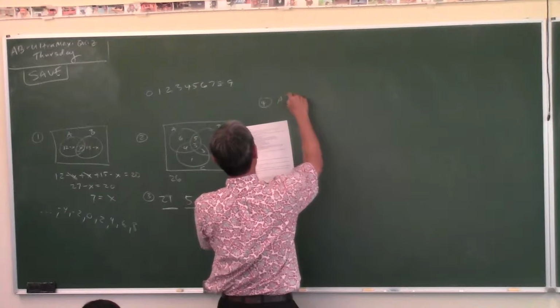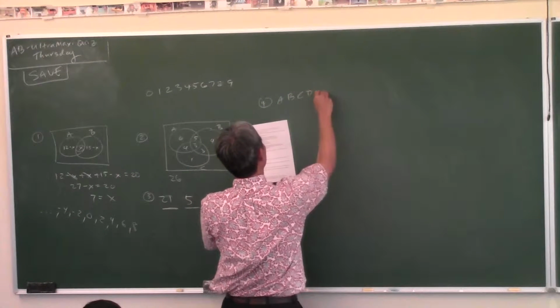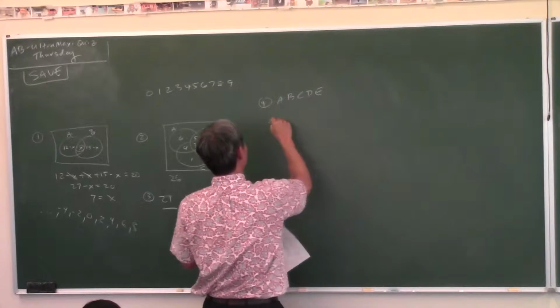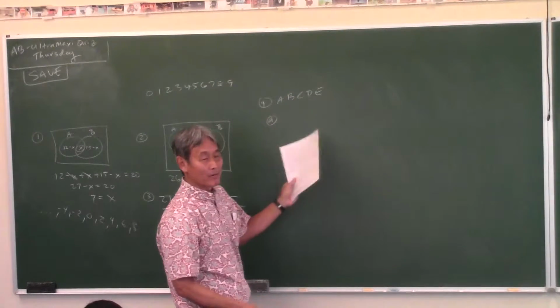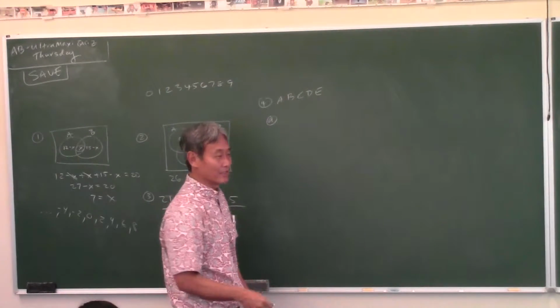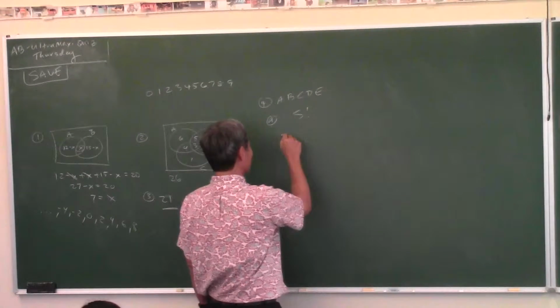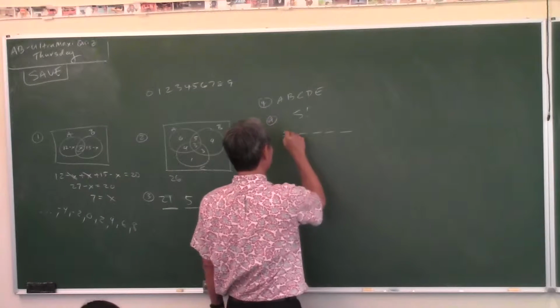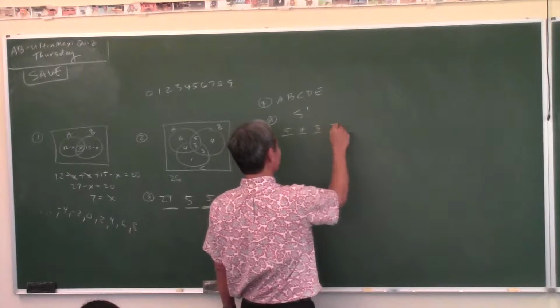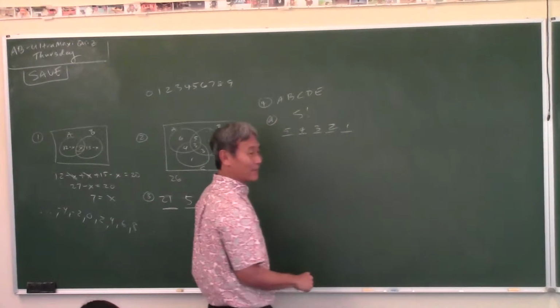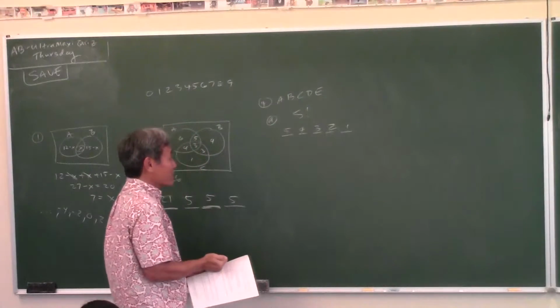Number 4. So we have Al, Ben, Cal, Dan, and Ed. And we're going to arrange them in a row. How many arrangements are possible? That's easy. How many ways can you put 5 people into 5 seats? 5 factorial, right? Or do I have to do this? Here's the 5 seats. I got 5 choices, 4, 3, 2, and 1. That's the same thing. I don't care which one you write.